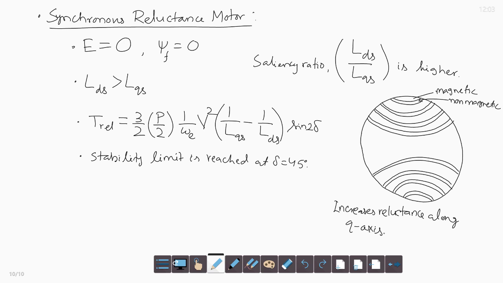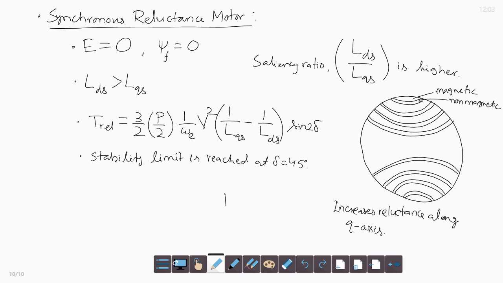This type of construction, alternate magnetic and non-magnetic laminations, increases reluctance along the Q axis. So, there will be less flux along the Q axis and less inductance, and more flux along the D axis. So, higher LDS to LQS ratio. With that, high torque capability is obtained. However, this machine is somewhat heavier as well as the power factor is poorer.